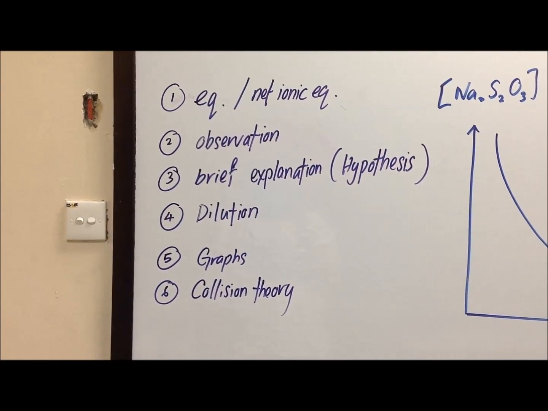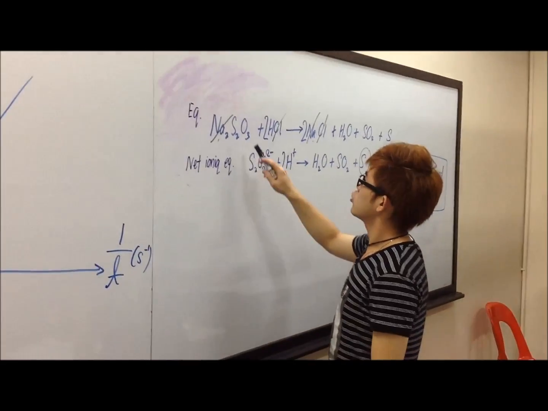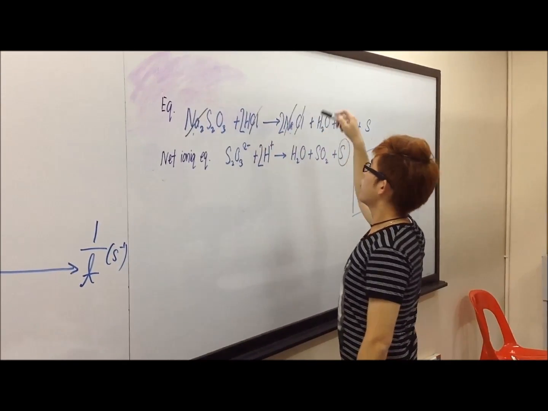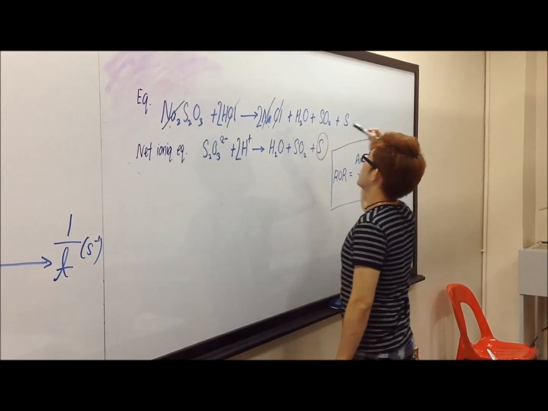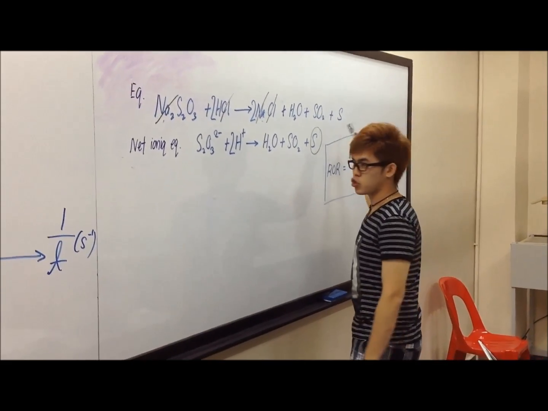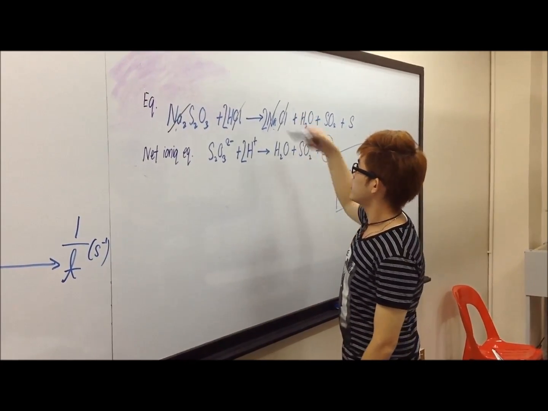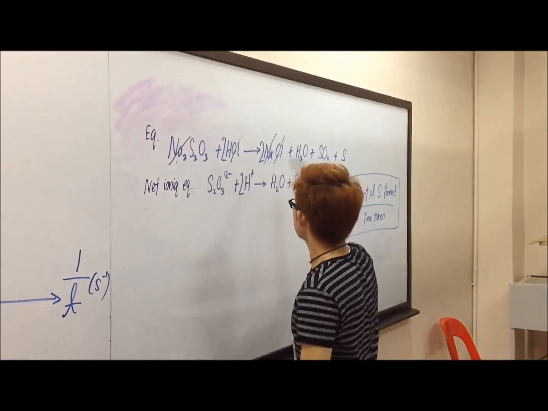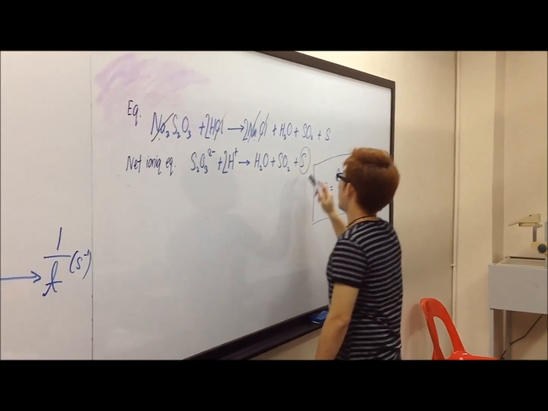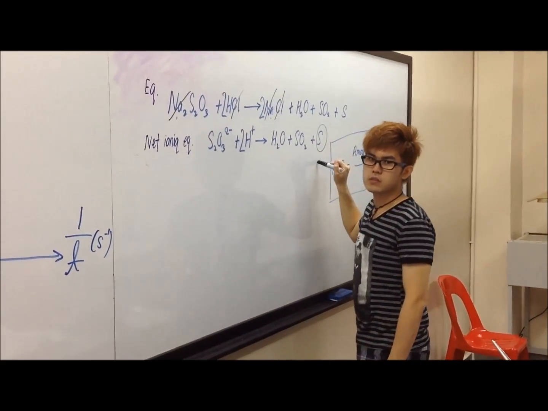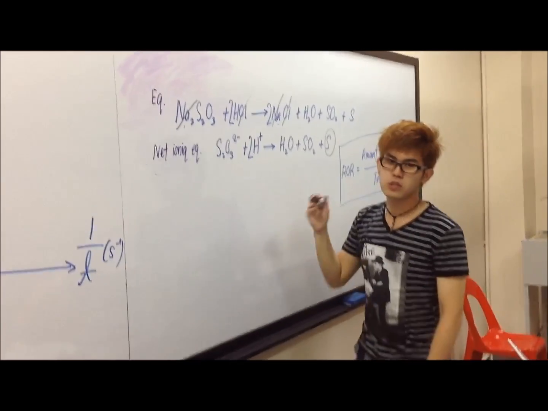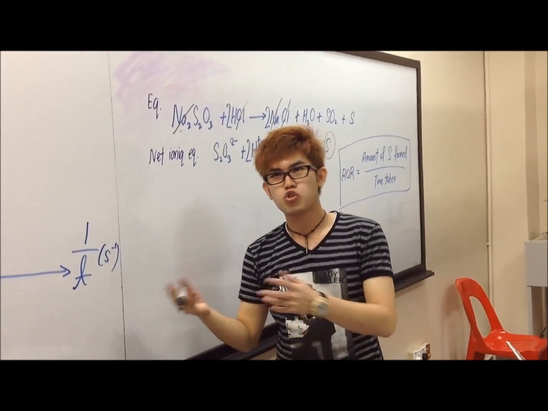These are the elements that are going to be discussed in the discussion part. Equation. Sodium thiosulfate reacts with hydrochloric acid to form sodium chloride, water, sulfur dioxide and sulfur solid. From here you just cancel sodium ions and chloride ions to get the ionic equation. And sulfur precipitate is a yellow solid which turns the solution from colorless to yellow.